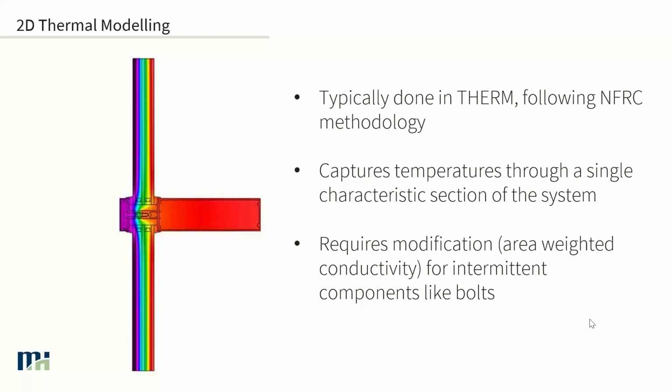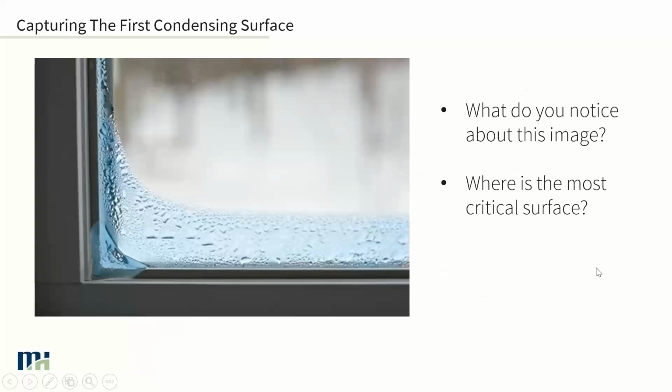It allows you to capture those temperatures through a characteristic section, a single cut. We would typically imagine that being in the center of the glazing system. But you still have to do modifications, especially when there are intermittent components like bolts. You have to provide more of an area weighted conductivity to account for the fact that this is still in 2D. Now, what can you notice about this particular picture if you were modeling this in 2D? What's the first thing that stands out from this image?